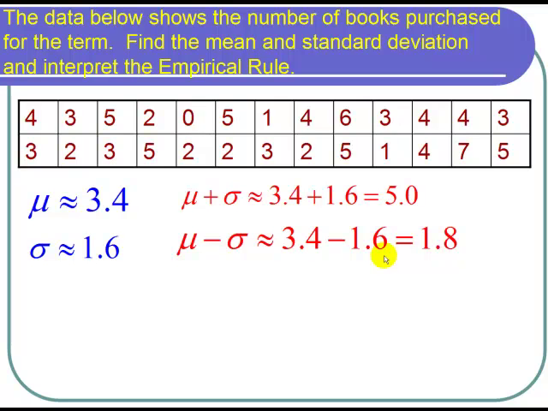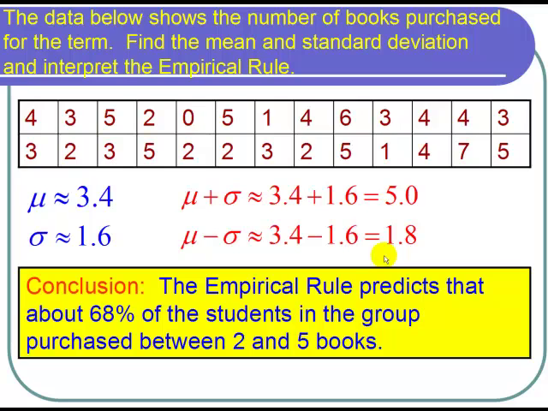And that's about 1.8. So I can conclude that the empirical rule predicts that about 68% of the students in the group purchase between 2 and 5 books. Notice I rounded because between 1.8 and 5 for books is the same as between 2 and 5. The empirical rule also tells us about 2 standard deviations from the mean. In particular, if you remember, it says that about 95% of the data should lie within 2 standard deviations of the mean.